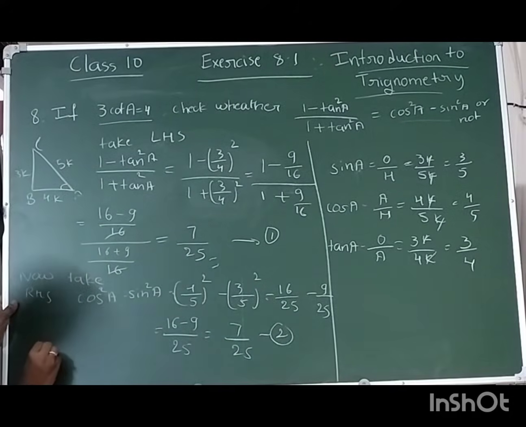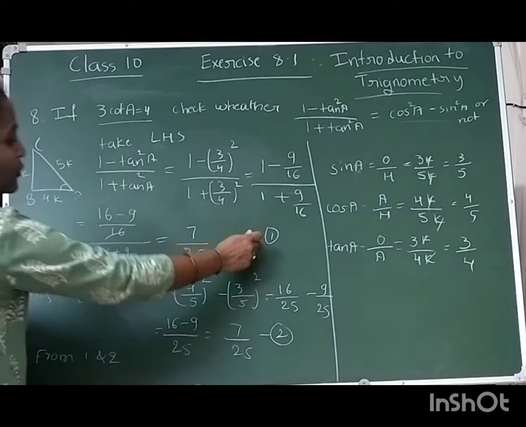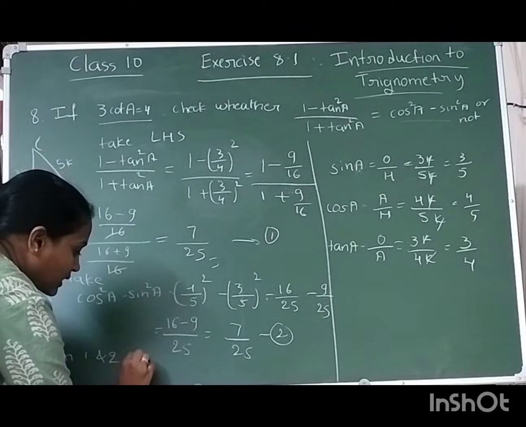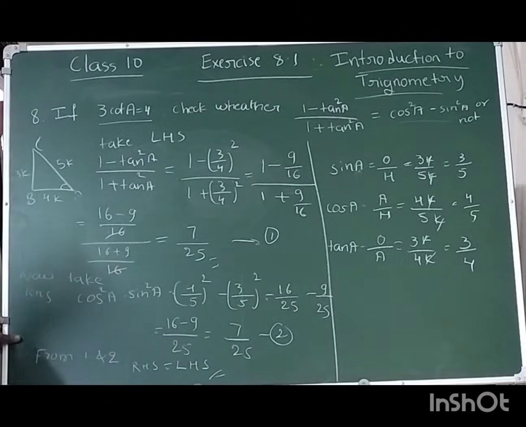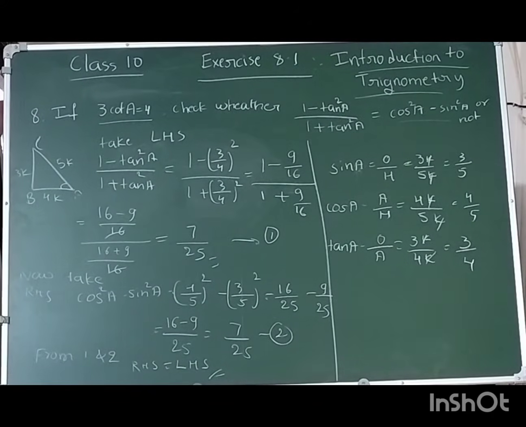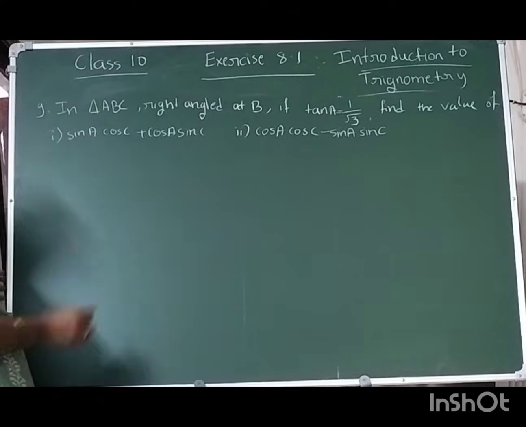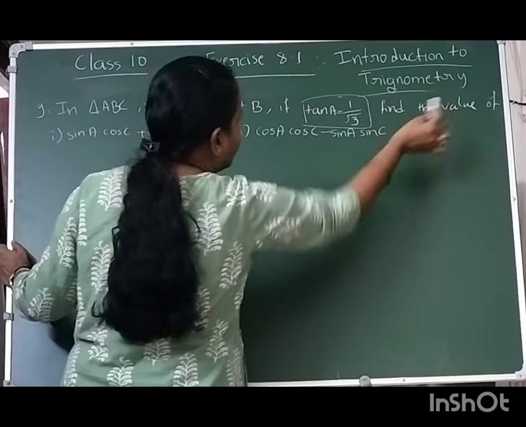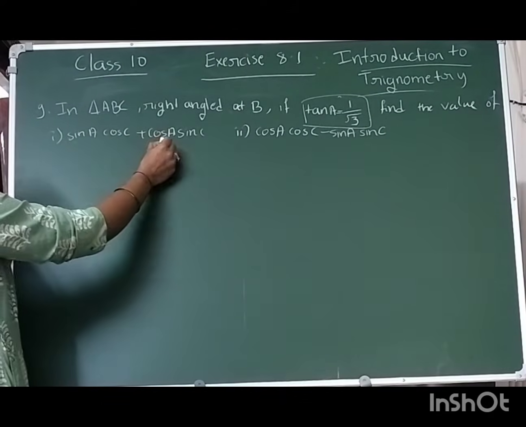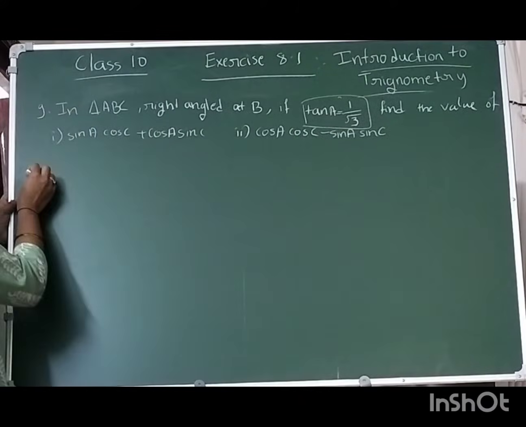So from equation 1 and 2, we get LHS equal to RHS. That is 1 minus tan square A divided by 1 plus tan square A is equal to cos square A minus sin square A. Let's go to the next question. That's question number 9. In triangle ABC, right angled at B, if tan A is 1 by root 3, find the value of sin A cos C plus cos A sin C and cos A cos C minus sin A sin C.